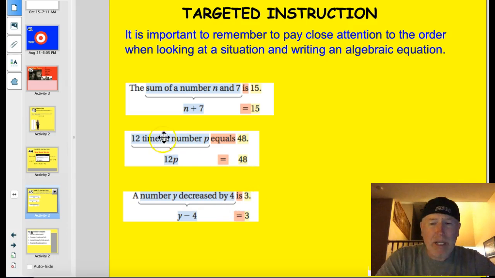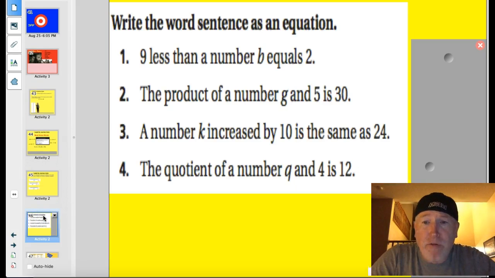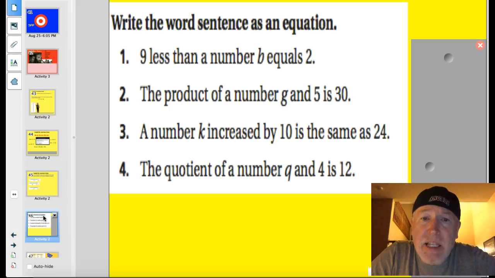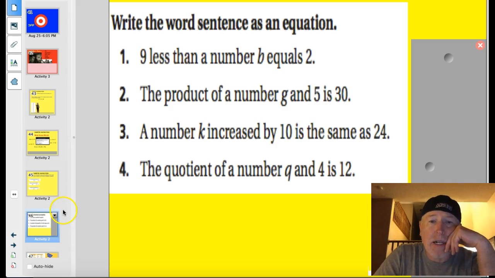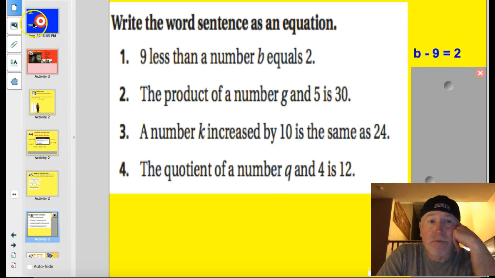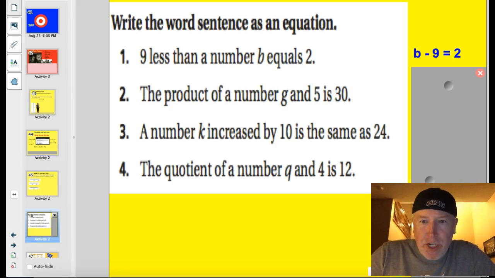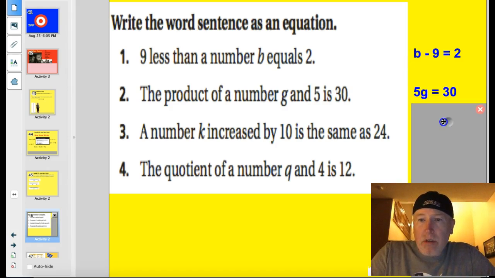A little tricky. We're going to get better at this, but we've already worked out with expressions. We can keep going. Let's try about 4 of these here together. 9 less than a number b equals 2. You don't have to write this down, but just think about it. 9 less than a number b equals 2. Well, here's the b, here's 9 less, and it's equal to 2. The next one, the product of a number g and 5 is 30. We did these last night. We're just adding equals. 5g equals 30, or 5 times g, but again, math guys, 5g.